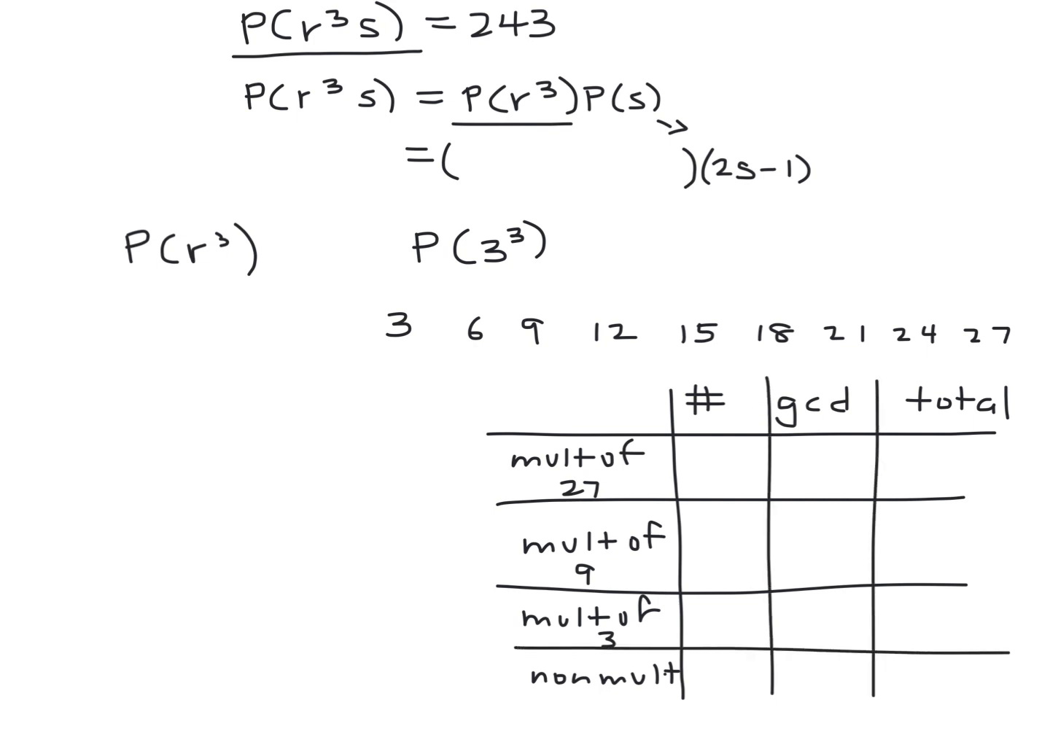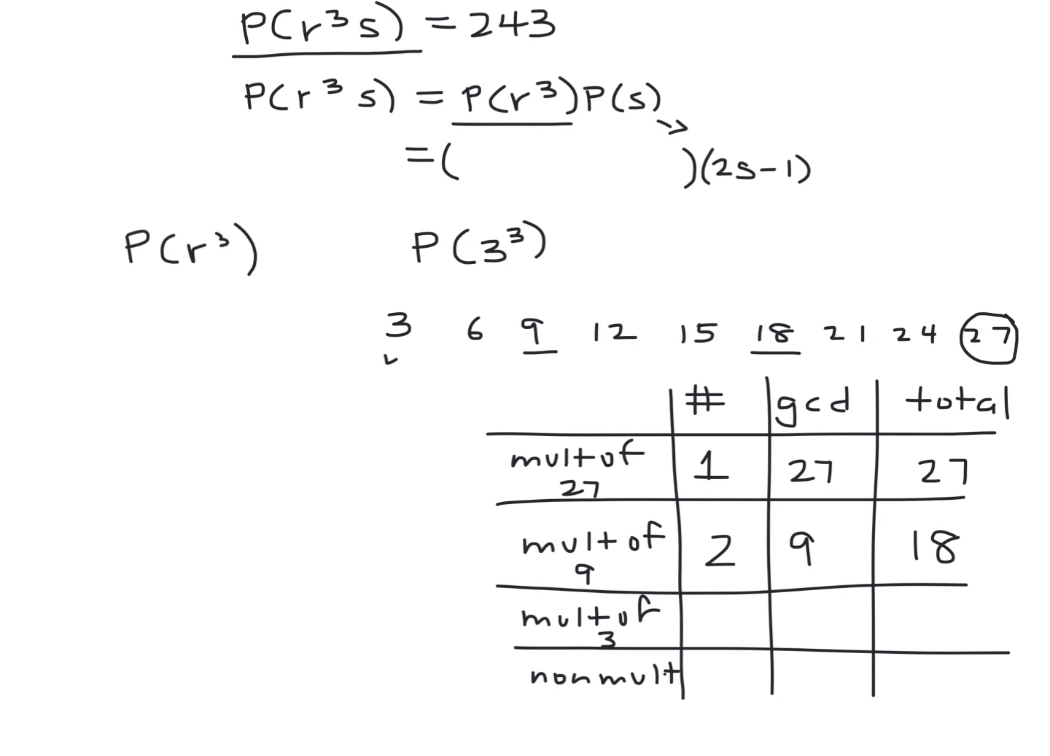So multiples of 27, there's only one of those guys. It's just 27. And the GCD of 27 and 27, I believe, is 27. So this total would be 27. That's pretty straightforward. Multiples of 9 are 9 and 18. Now, unique multiples, because you can't include 27 again, so that's 2. The GCD of 9 and 27 would be just 9, so this becomes 18.